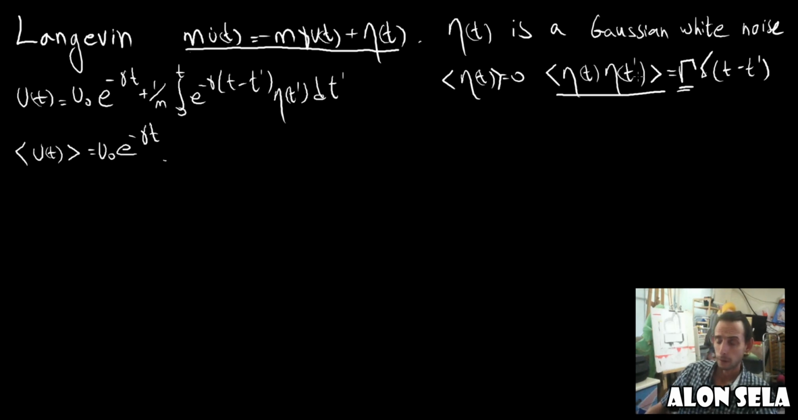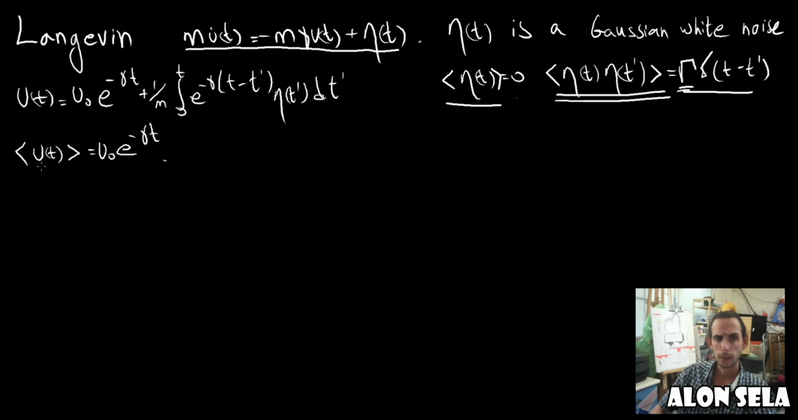I also mentioned that even though you might not know what exactly a Gaussian white noise is, you don't have to know it in order to continue doing this calculation with me. The only important thing to note is that the expectation of this expression is 0, and the expectation of this expression is gamma times the Dirac delta function.